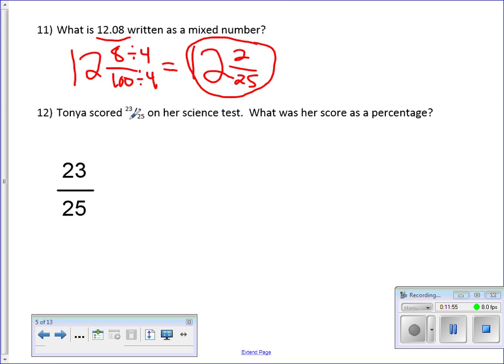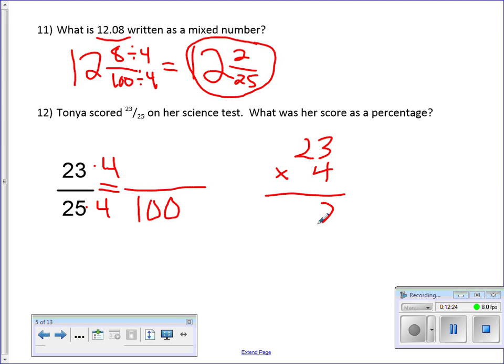Number 12 says, Tanya scored 23 out of 25 on her science test. What was her score as a percentage? Well, what's a percent out of? A percent is out of 100. So I'm going to create an equivalent fraction. 25 times 4 is 100. So 23 times 4. Some of you didn't pay attention to detail. Go nice and slow, okay? As you multiply this through, you got 92. So 92 out of 100 as a percentage is 92%.